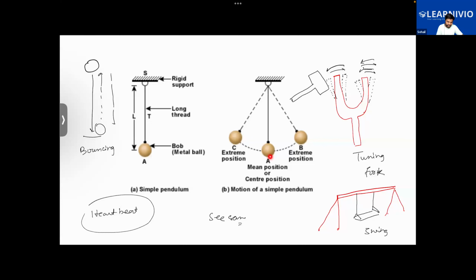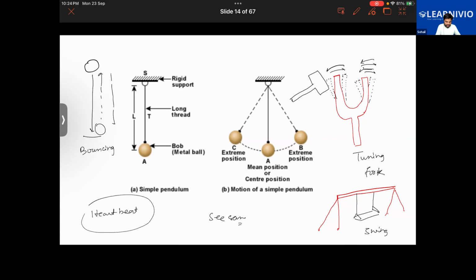So what is the fixed point of the pendulum? The fixed point of the pendulum is where it will come to a state of rest. While the pendulum is not moving, it will be resting at position A, B, or C. At which position is it going to come to rest?